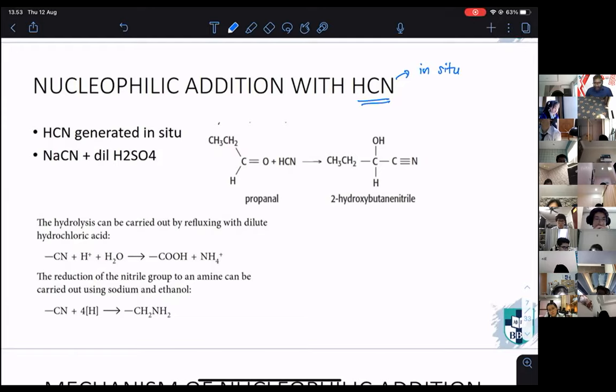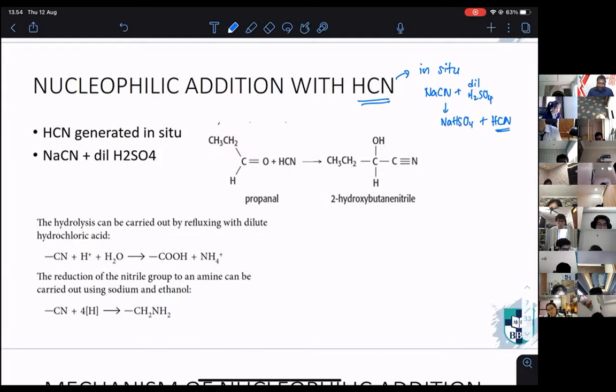So we use NaCN or KCN with, remember, dilute H2SO4. We always use concentrated sulfuric acid when it's going to be formation of ester and something like that. But when it comes to this, it's dilute sulfuric acid, and I am going to get NaHSO4 plus HCN. So this HCN is prepared in situ. Once I get this HCN, I'm going to react that.